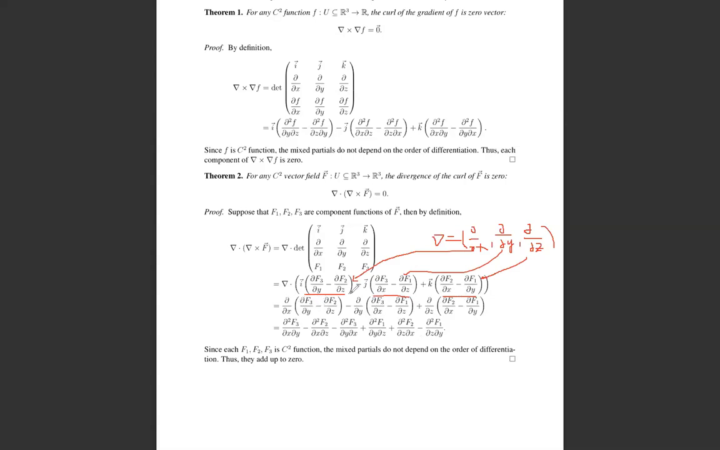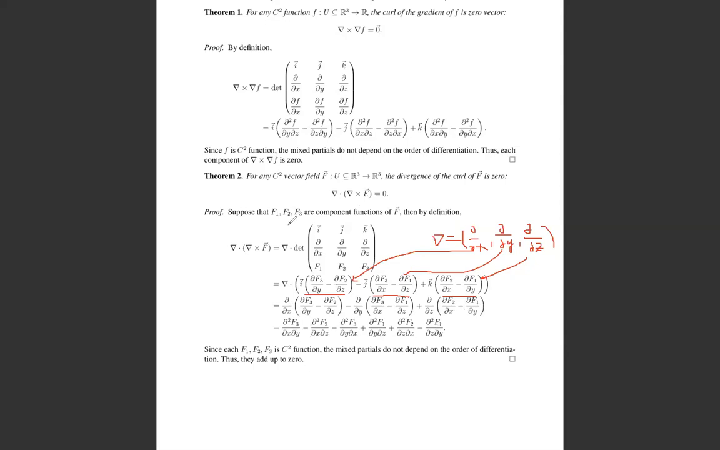And when you expand the parentheses, partial x applied to partial f3 of partial y becomes partial x partial y. For f2, it becomes partial x of partial z here. So you do the same thing for all the parts here, and it becomes something like this.